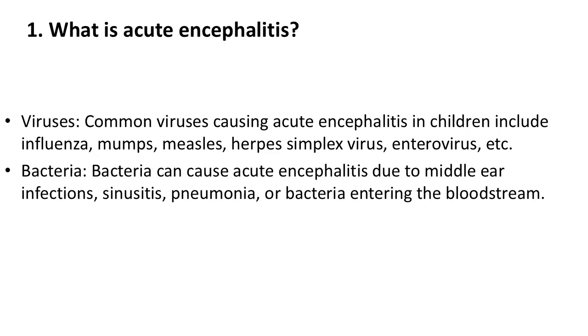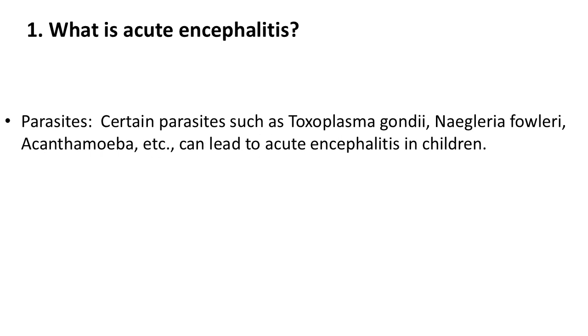Viruses. Common viruses causing acute encephalitis in children include influenza, mumps, measles, herpes simplex virus, enterovirus, etc. Bacteria can cause acute encephalitis due to middle ear infections, sinusitis, pneumonia, or bacteria entering the bloodstream. Parasites. Certain parasites such as Toxoplasma gondii, Naegleria fowleri, Acanthamoeba, etc., can lead to acute encephalitis in children.